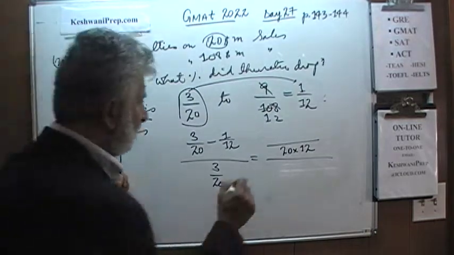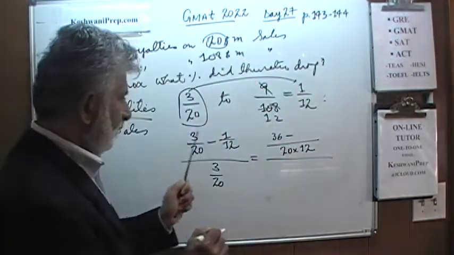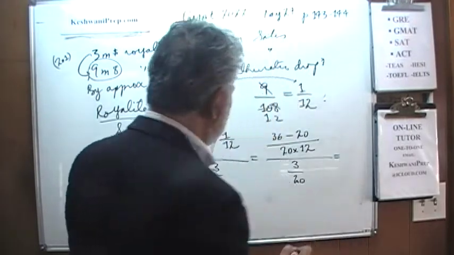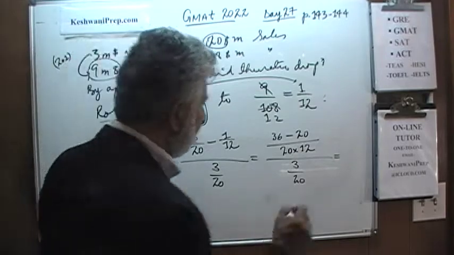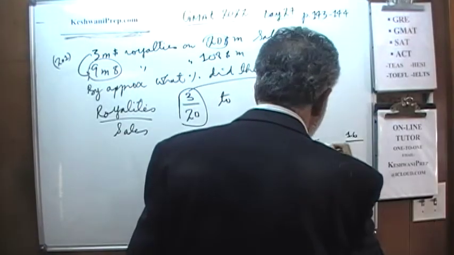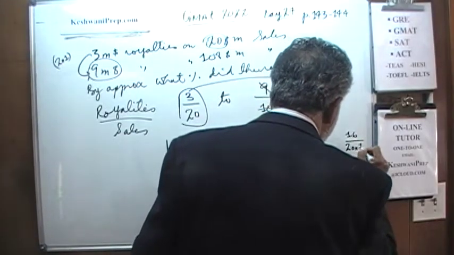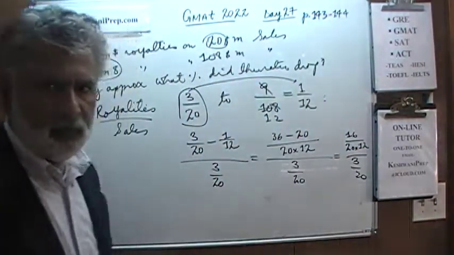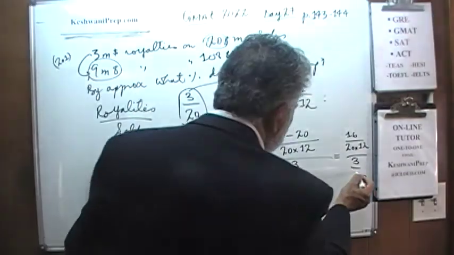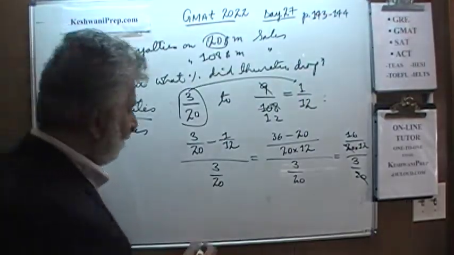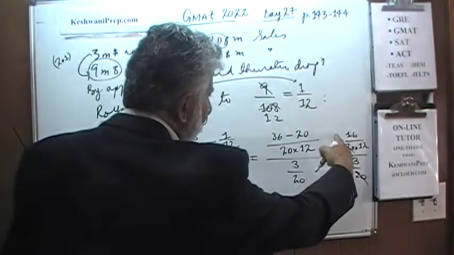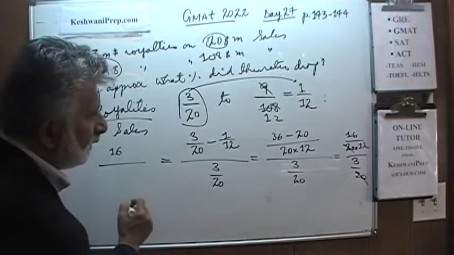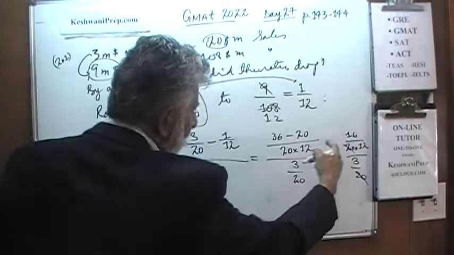20 times 12, 12 times 3 is 36, 20 times 1 is 20, and here we have 3 over 20, and that falls down to 16 over 20 times 12 over 3 over 20. Are you with me? We're going to have to continue. As you can see, the 20 is going to go away, and we are left with 16 over 3 times 12.